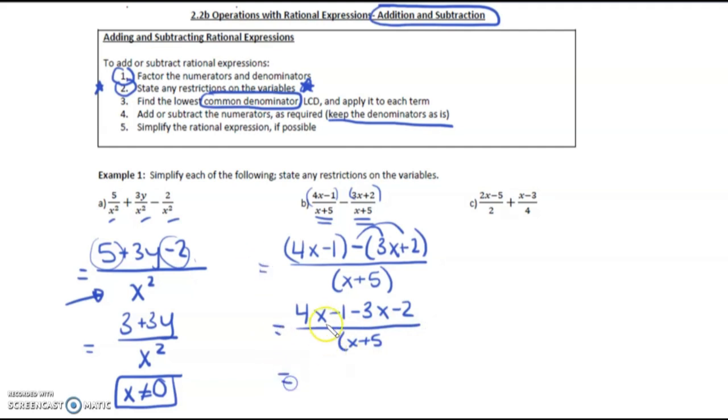And this simplifies to 4x minus 3x is just x. Negative 1 minus 2, I get negative 3. And now we can put a restriction on the denominator. So the denominator, the x cannot equal negative 5, because if so, the denominator would equal 0.